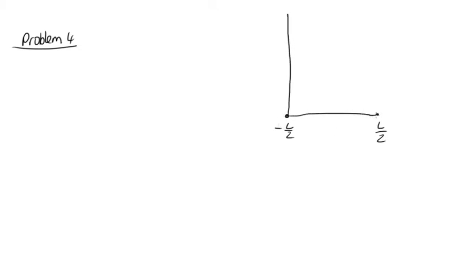This is problem 4. So in this one, a particle's confined to a box. So the particle's between minus L on 2 and L on 2, and it can't be outside that. So in order to do that, we're going to have an infinite potential. So outside the box, we'll have an infinite potential, and inside the box, 0 potential. So what would the potential look like in this case? This is what the potential would look like.